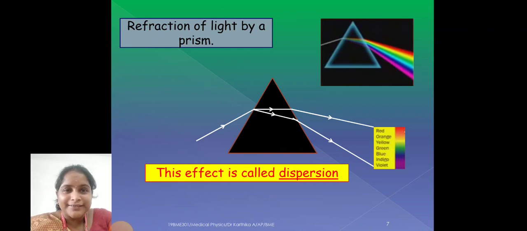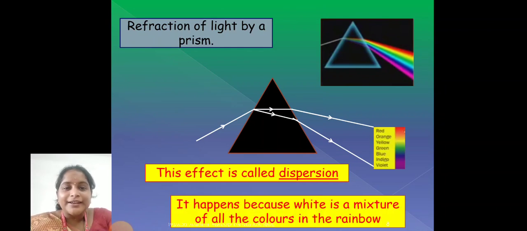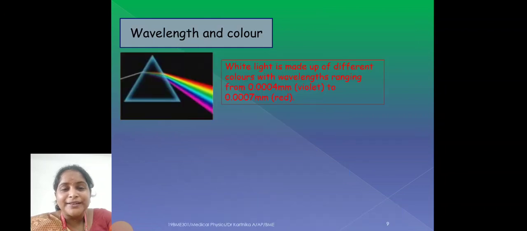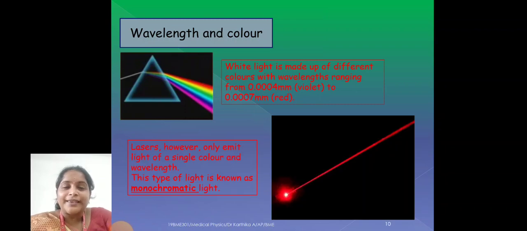See this one. It happens because white light is a mixture of all the colors in the rainbow. Regarding wavelength and color, white light is made up of different colors with wavelengths ranging from 0.004 millimeter for violet to 0.007 for red. Here, see this picture. Lasers, however, emit light of only a single color and wavelength. This type of light is known as monochromatic light.